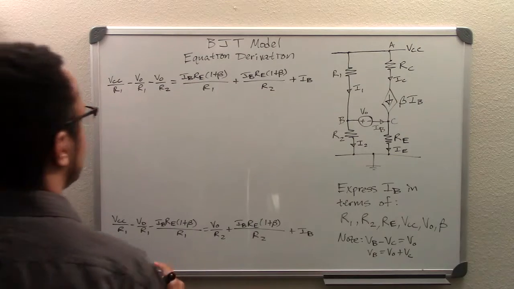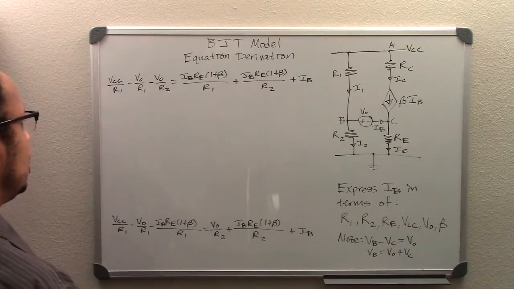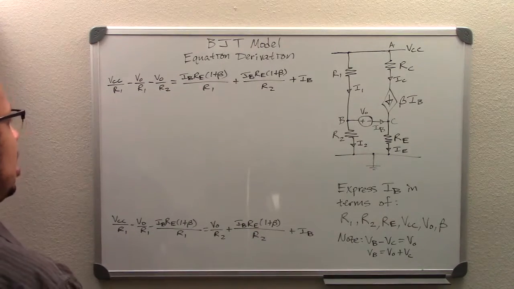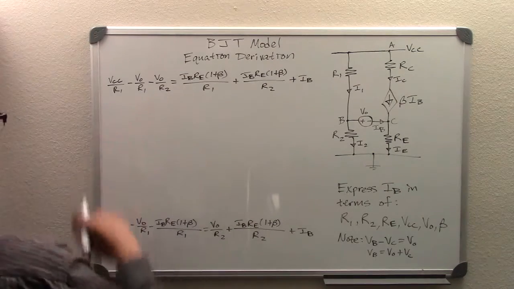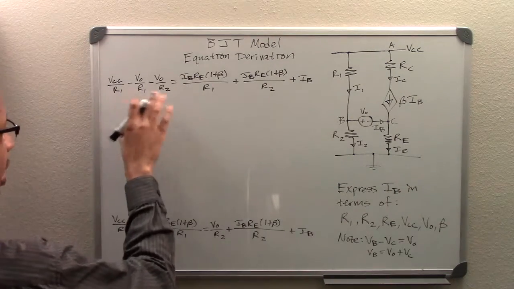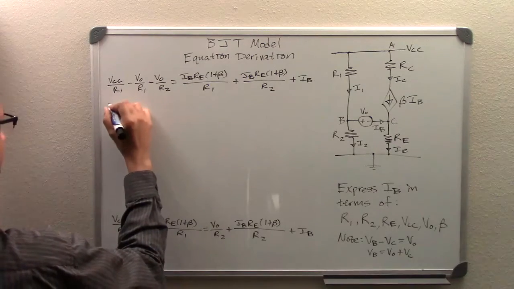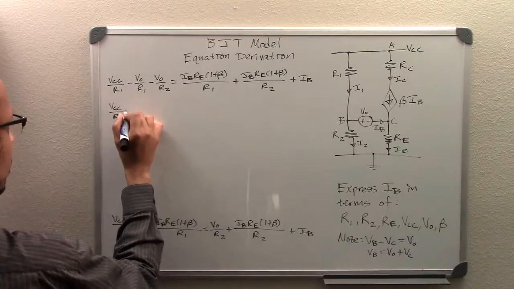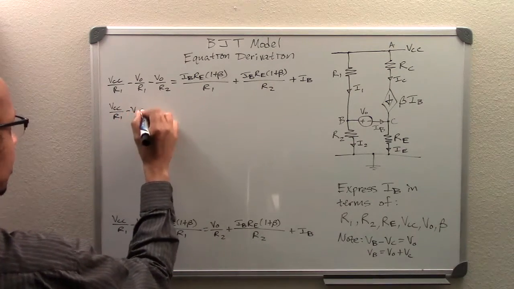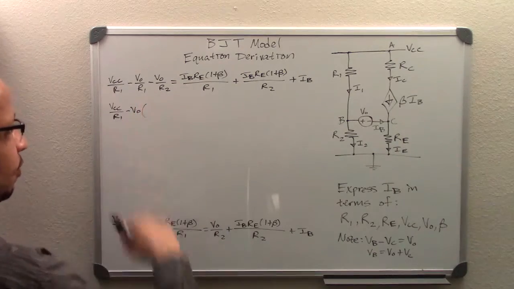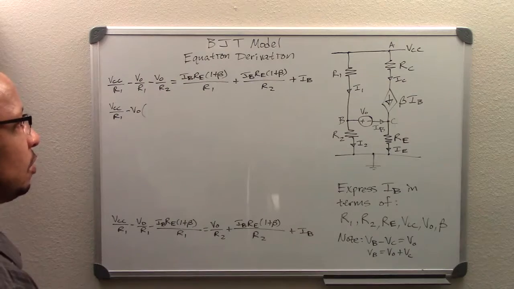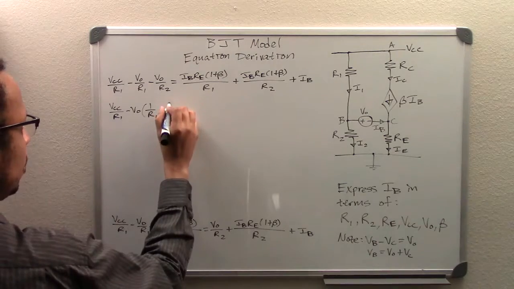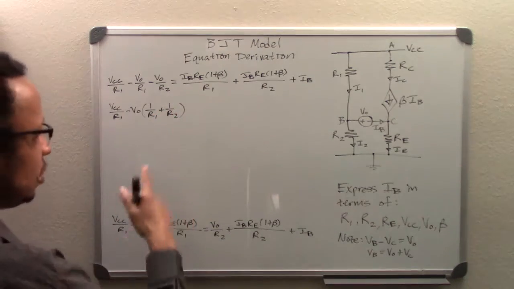Next, let's begin to factor this part out here, and factor as much as we can. But before we factor, let's add these up. So now we have VCC over R1, and we have minus V sub 0, and we have 1 over R1 plus 1 over R2. Actually, I'll just write that out, 1 over R1 plus 1 over R2, and do that in the next step.